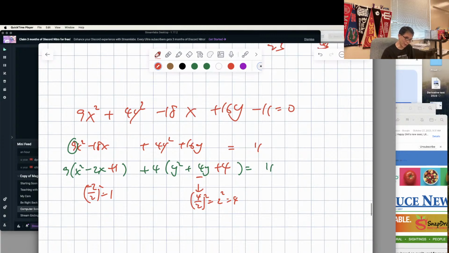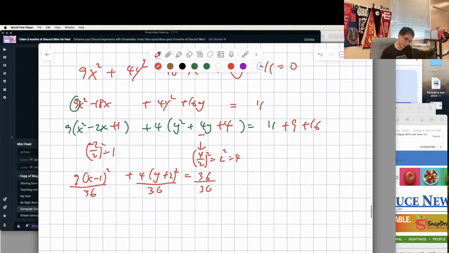So here, you're not only adding 1 to the other side, you actually add 9 and 16. Why is it plus 9 plus 16? Because you have to multiply by the coefficients outside the rounded brackets. And it's 9 times (x minus 1) squared plus 4 times (y plus 2) squared is equal to 36. And then you can divide everything by 36, and then you become something that you can draw: (x minus 1) squared over 4 plus (y plus 2) squared over 9 is equal to 1.